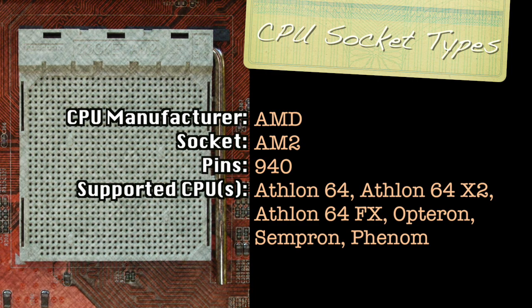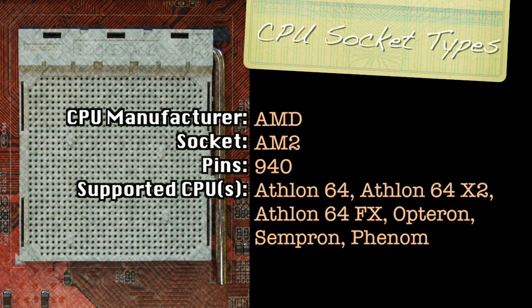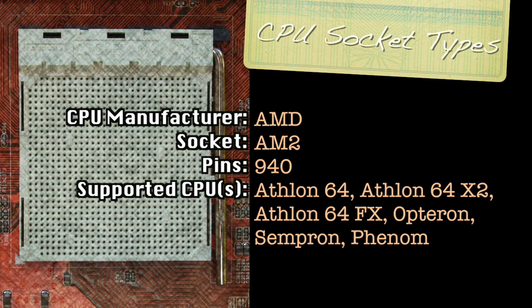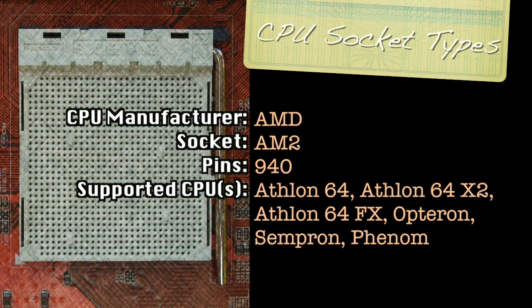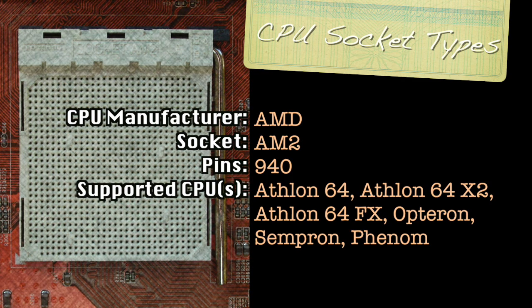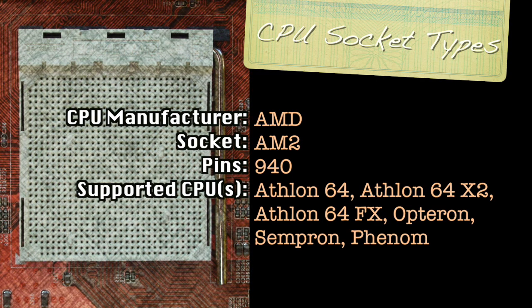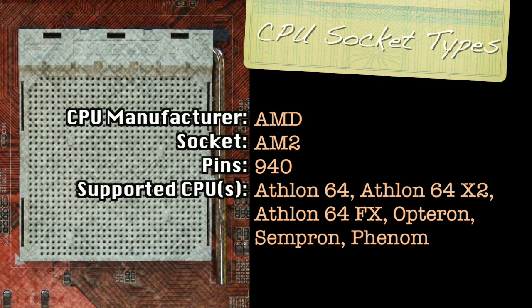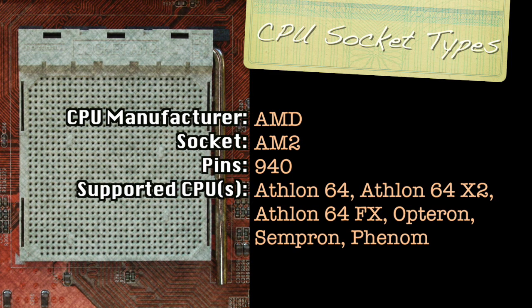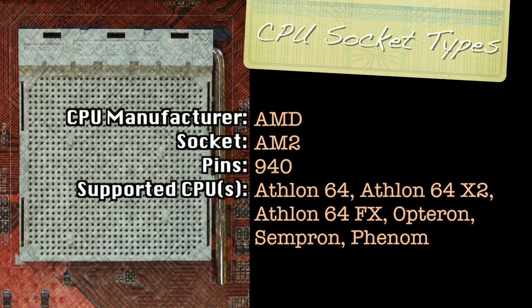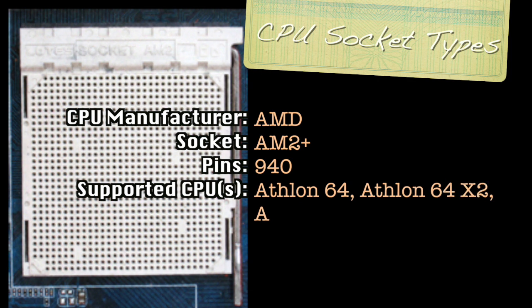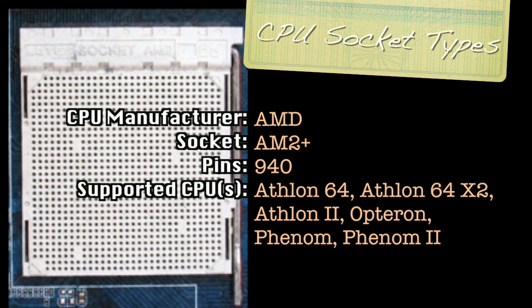AMD says that CPUs designed for AM2 sockets will work in a Socket AM2 Plus and vice versa, though at the slower memory movement speeds of the AM2 component, which is the socket or CPU. Many manufacturers have not released motherboard updates that would enable support for a Socket AM2 Plus CPU on a Socket AM2 motherboard, thus making it impossible to upgrade just the CPU. Socket AM2 Plus also has 940 pins and supports the Athlon 64, Athlon 64 X2, Athlon 2, Opteron, Phenom, and Phenom 2.